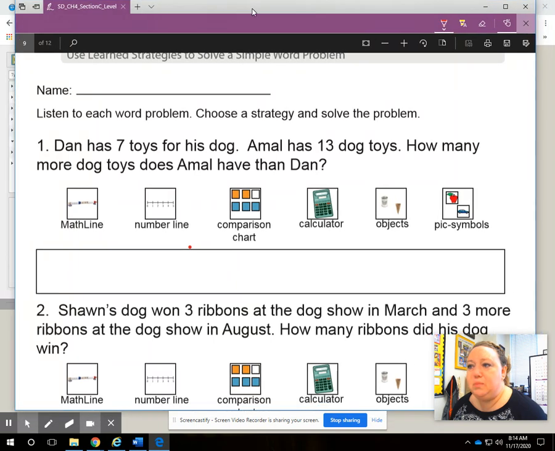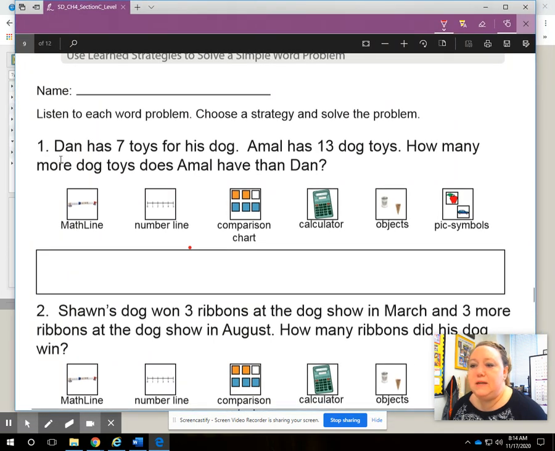So the first problem says Dan has 7 toys for his dog. Amal has 13 dog toys. How many more dog toys does Amal have than Dan?